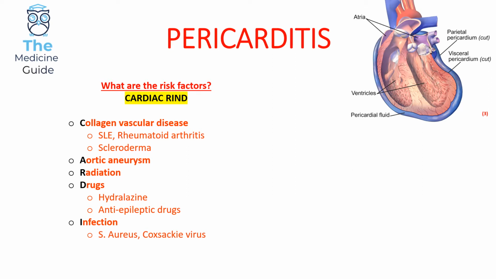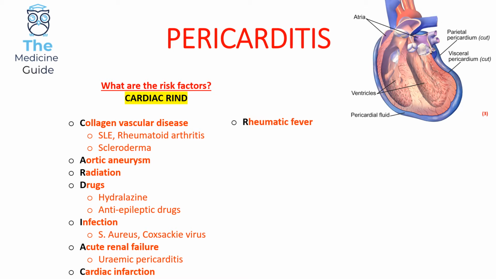Infections such as Staph aureus and Coxsackie virus are risk factors, as is acute renal failure, because the elevated levels of urea will irritate the pericardium, leading to a uremic pericarditis, and cardiac infarction. Something to bear in mind is that Dressler syndrome will typically develop 2 to 6 weeks following an MI or cardiac operation. These patients will complain of fever, pericarditis and pleurisy. That's quite high yield and something to keep in mind. Other causes of pericarditis involve rheumatic fever, injury, and Dressler syndrome, which we've already spoken about.